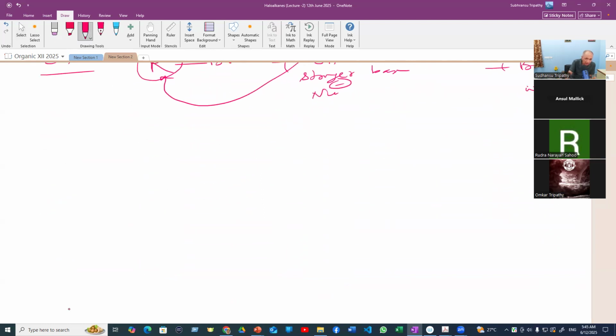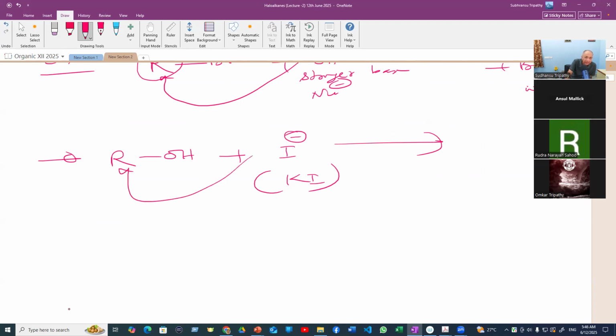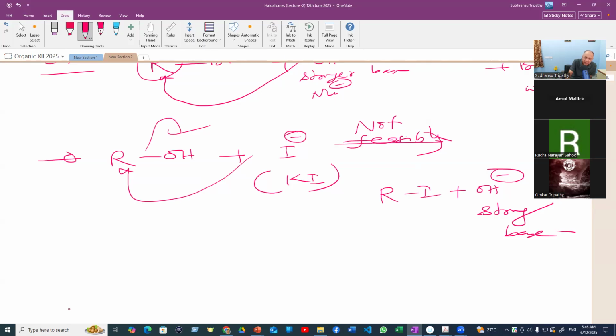Supposing you take alcohol and treat it with I minus from KI. Had it been HI, then it will protonate and the leaving group is not OH minus, it is water, which is a weak base, a good leaving group. So that is happening. But from KI, if you write it down on your own, it will be RI plus OH minus or KOH. Such a reaction is not feasible, because this is a strong base and hence a strong nucleophile, and this is a weak base.